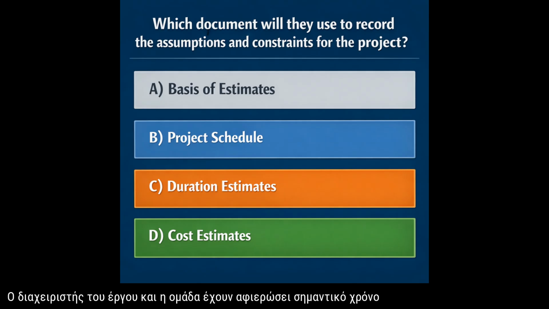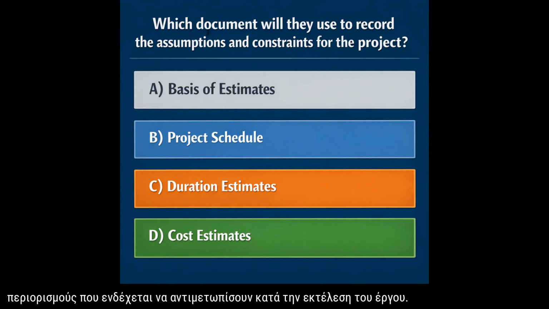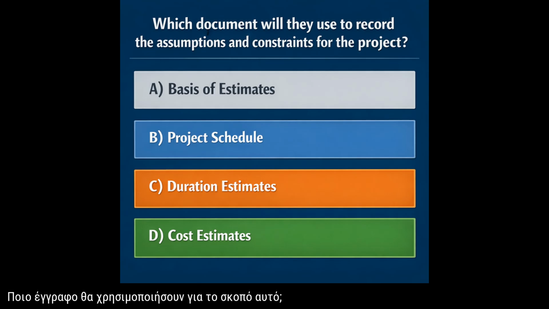The project manager and the team have spent significant time calculating the duration of each activity. They now want to document the assumptions they made and the constraints they might face during project execution. Which document will they use for this purpose? A, basis of estimates; B, project schedule; C, duration estimates; D, cost estimates.